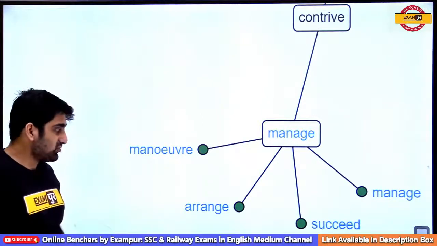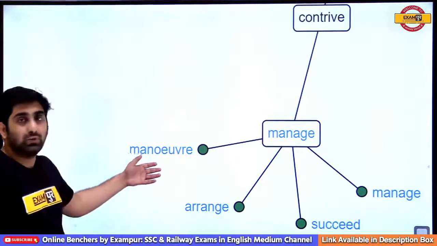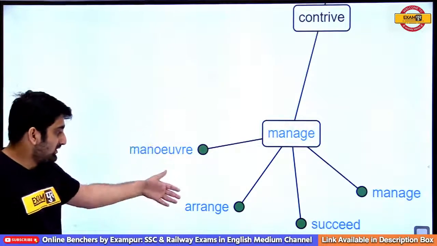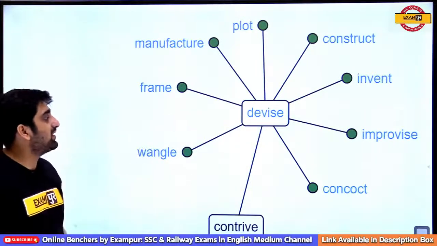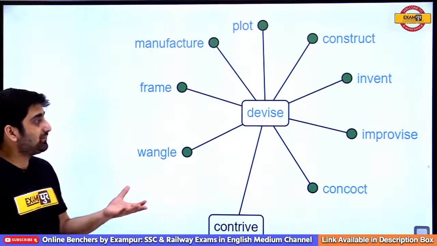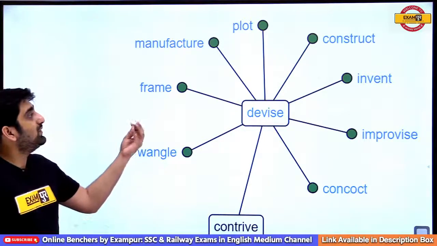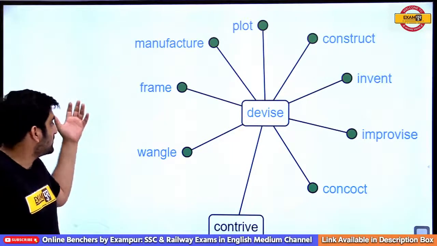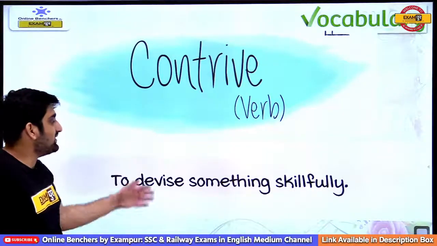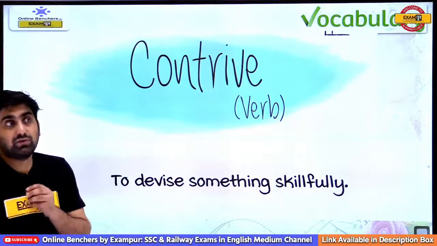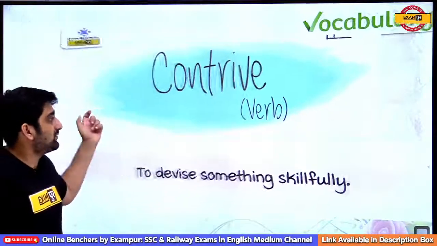Contrive basically means to manage, means succeed, means arrange, means maneuver. So either you call it maneuver, arrange, succeed or manage, it all means contrive. It also means devise. What do you mean by devise? Devise means to invent, means to improvise, means to construct, plot, manufacture and frame. Contrive basically means to devise something skillfully. It means when you plot something against somebody successfully and skillfully, you contrive it.